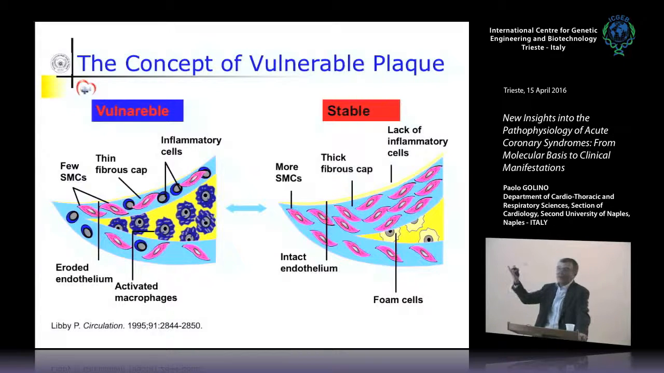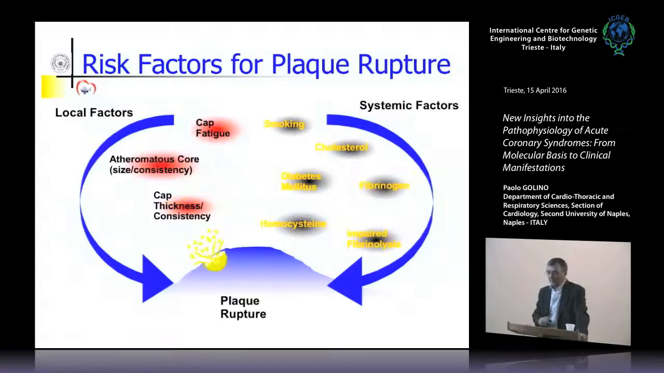I mean, we can get these plaques at autopsy, but at the moment, with non-invasive imaging, we are not able to distinguish between these two types of plaques.